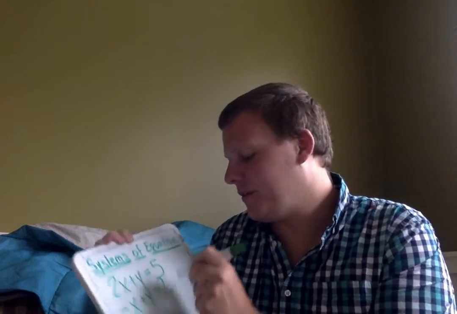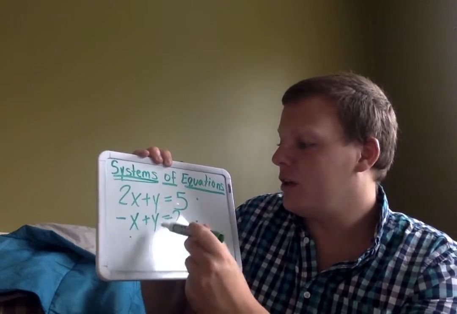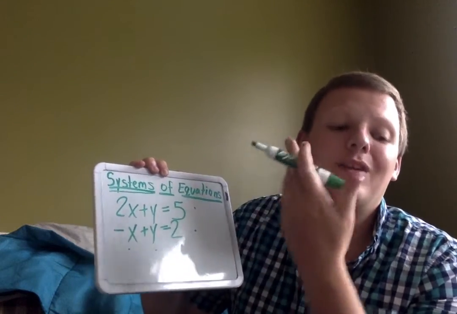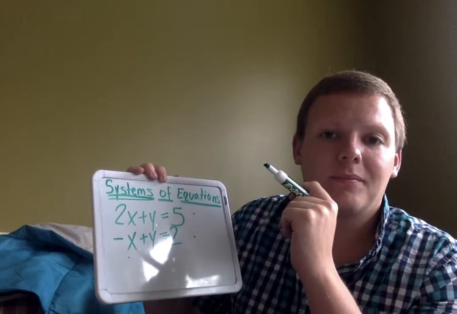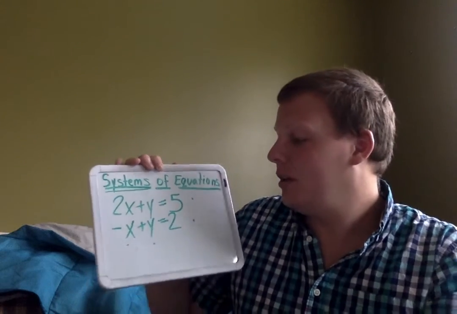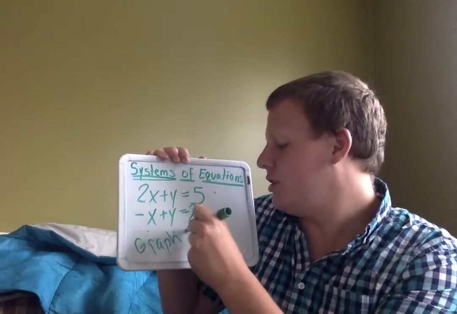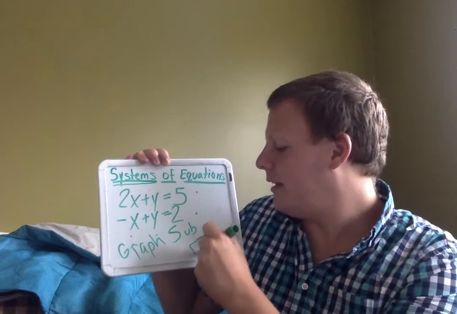So if you take a look at your worksheet, you'll see our first example of a system of equations. You have 2x plus y equals 5, and minus x plus y equals 2. This is a system of equations. We have 2 equations, each with 2 variables, and it tells us about the relationship between x and y. And we're going to have several ways to solve these systems. One will be by graphing, by substitution, and by elimination.